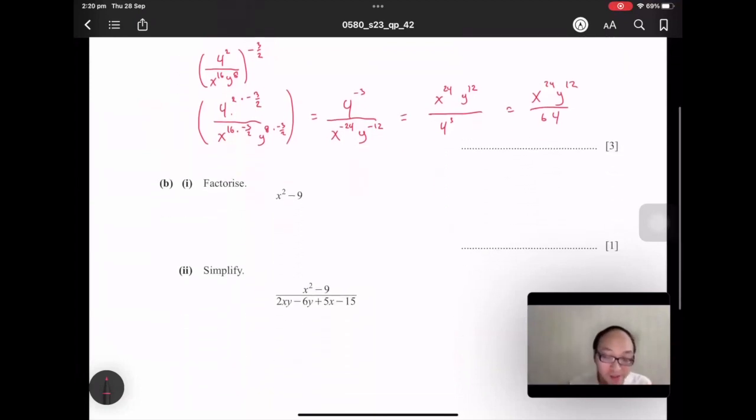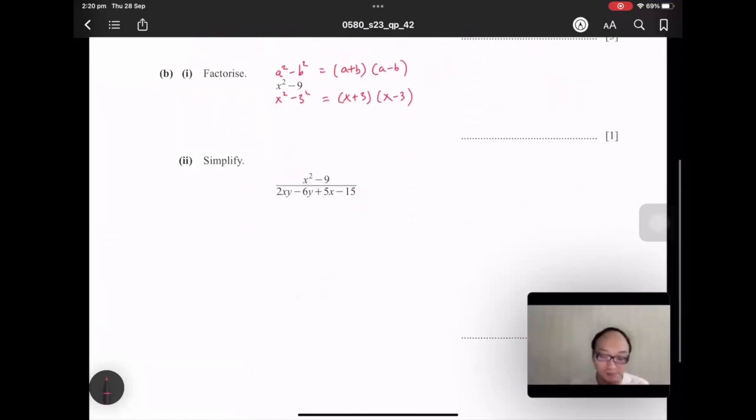B, factorize. This is a squared minus b squared. We can write x squared minus 3 squared. So this will become (a plus b)(a minus b). So this is (x plus 3)(x minus 3).